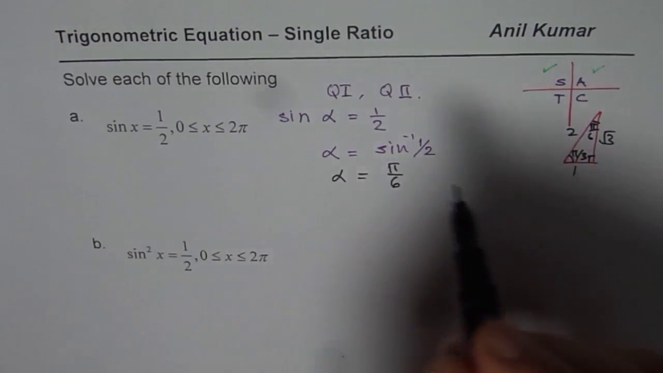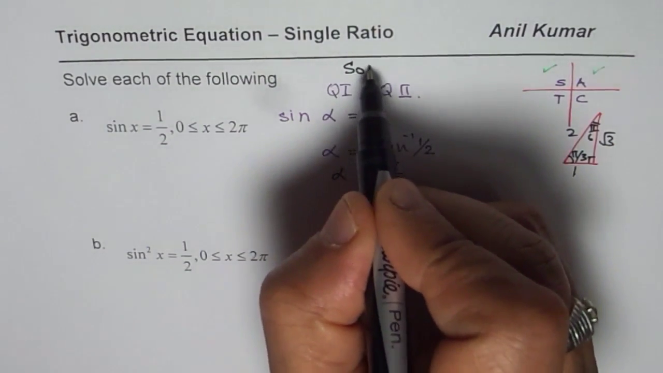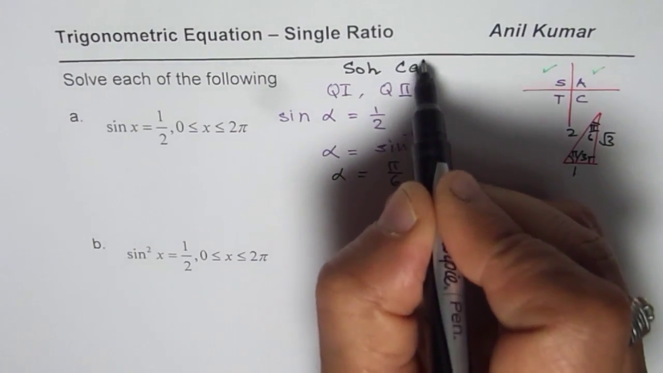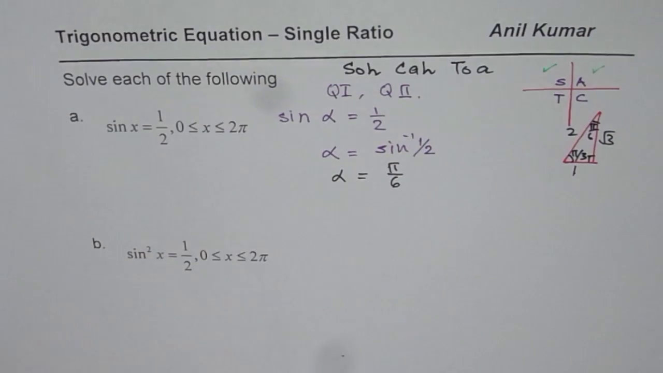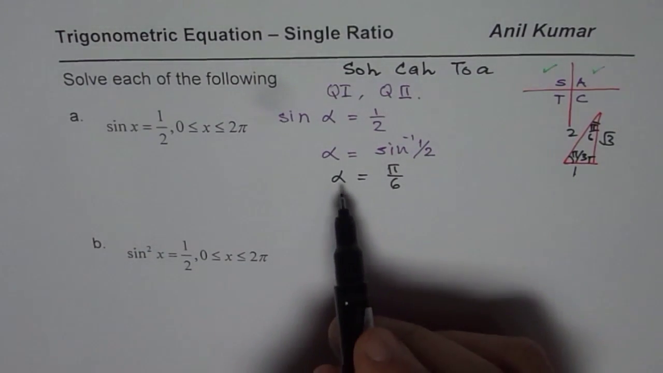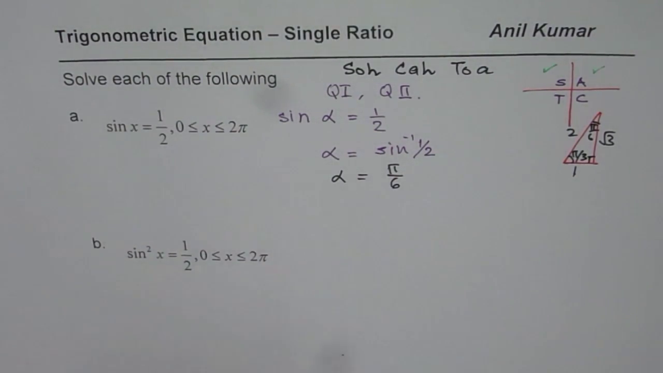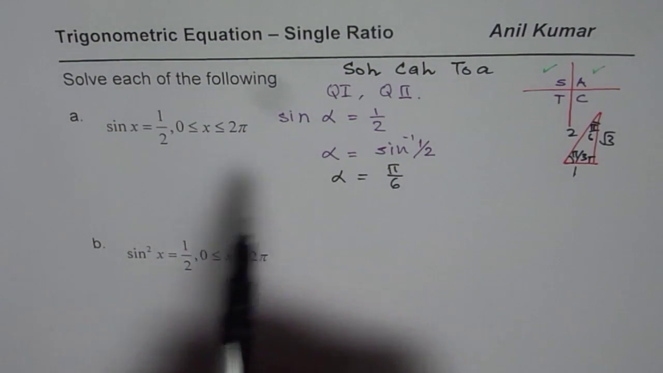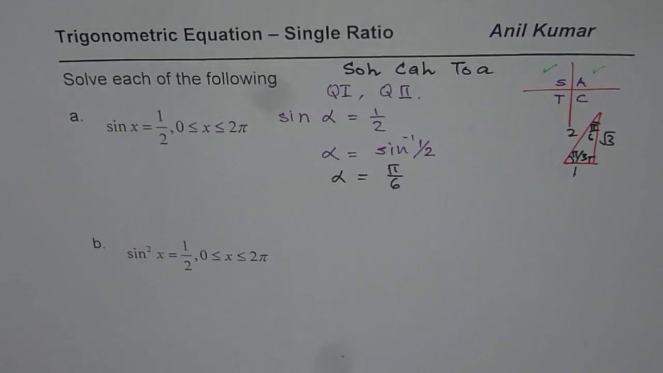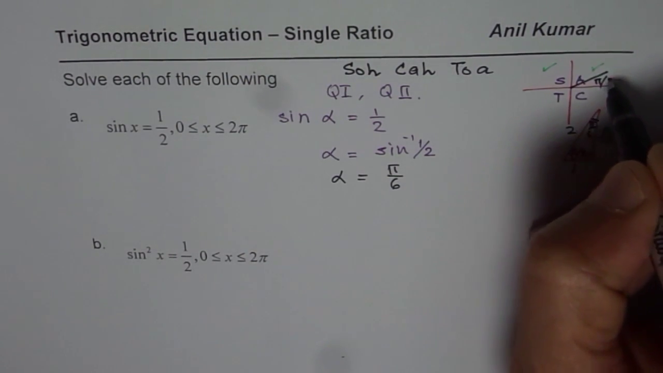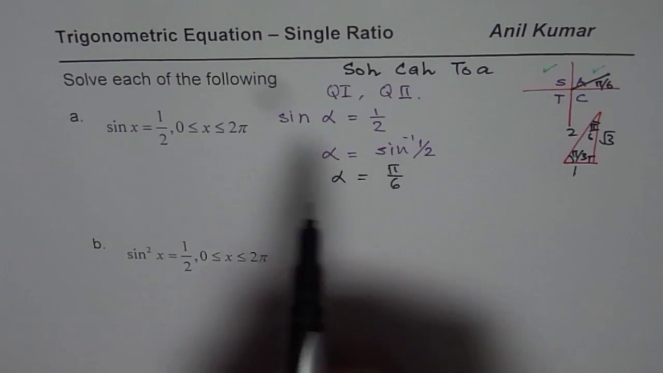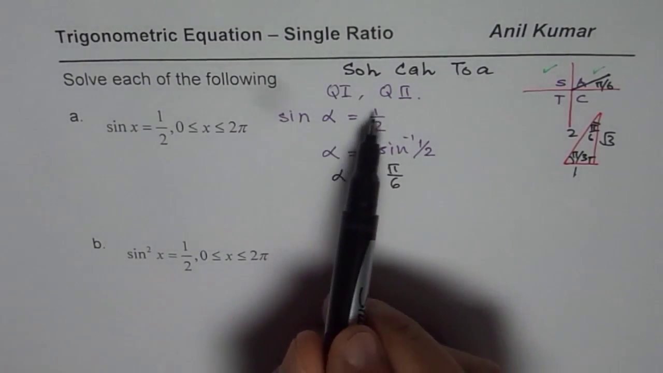Some of you may even write SOHCAHTOA here, right? Where sine is opposite over hypotenuse, cos is adjacent over hypotenuse, tan is opposite over adjacent side. Any way you do, find the reference angle or the acute angle. This is not your answer. You need to find x. So how do you find x now? What we have done till now is that we just found that there is one angle in quadrant 1 which is pi by 6, and that gives you the solution for sine alpha equals to half.